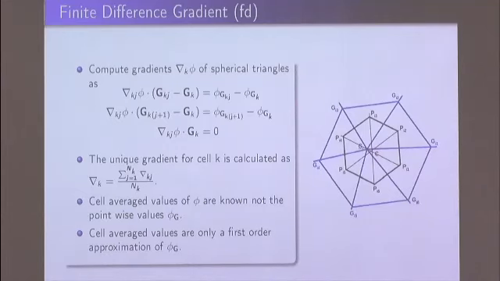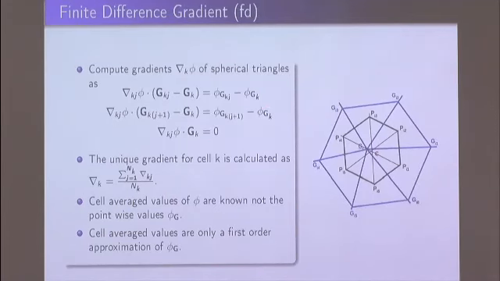The problem when we use this finite difference gradient in the sense of a finite volume scheme is that for a finite volume scheme we have inputs as average values, and in this scheme we are using pointwise values to calculate this finite difference gradient.